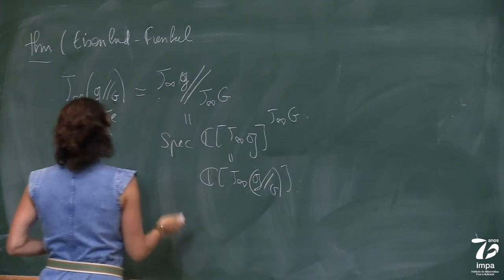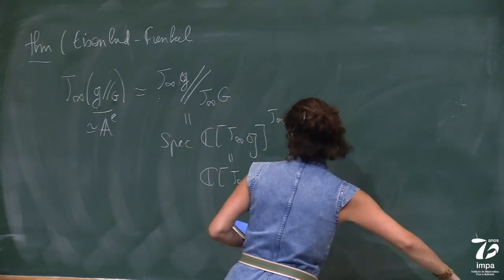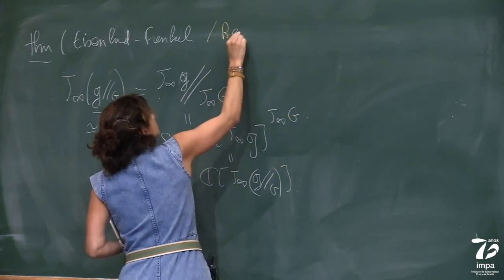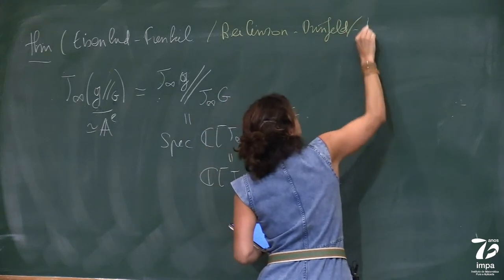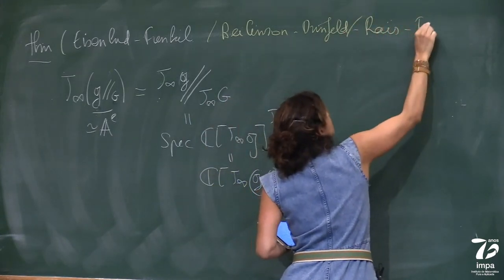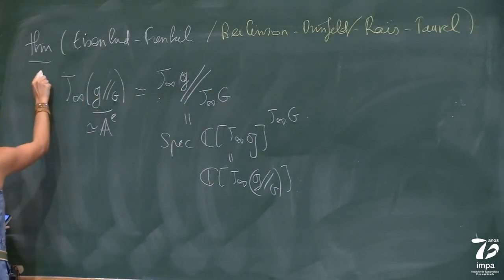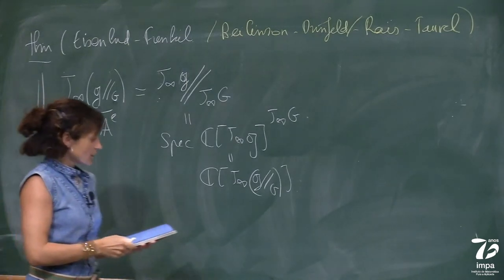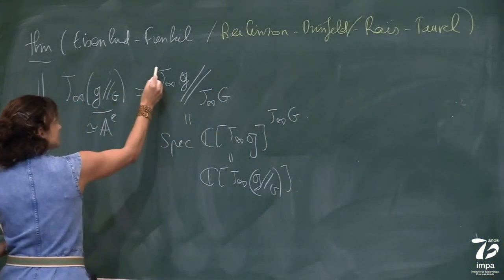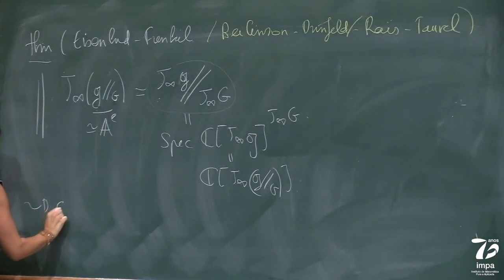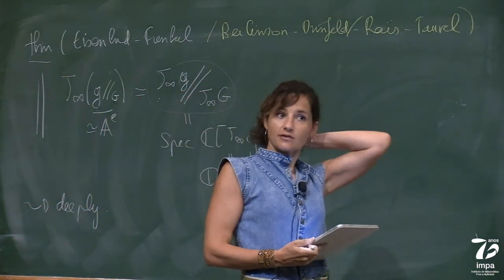The proof of Eisenbud-Frenkel used Mustață's result, but this result was proved independently by Beilinson and Drinfeld, and also by Rice and Tovel, using different methods. So I will come back to this result, because actually this result, and in particular this object, is deeply connected to the Feigin-Frenkel center that we encountered in Serge's seminar talk last week.